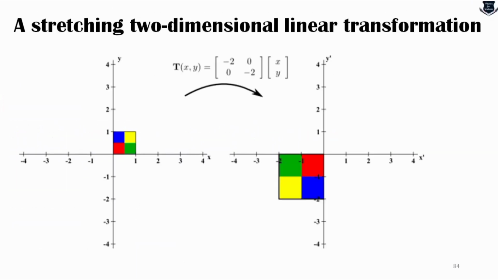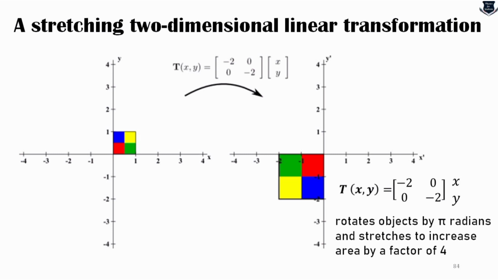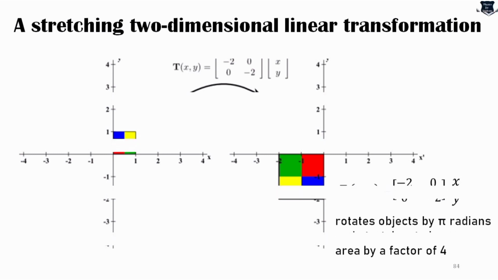Now a stretching of a two-dimensional linear transformation: you see this cube, once it has stretched into this quadrant, right? So you see that it rotates by pi radians and stretches to increase the area by a factor of 4. That means it has stretched in two dimensions in a linear transformation.